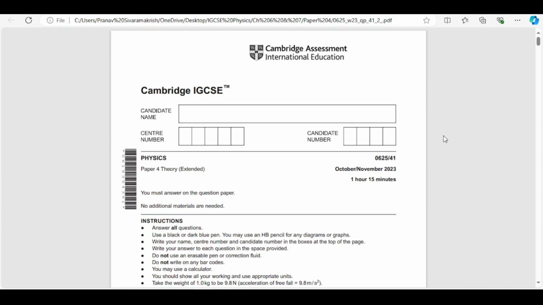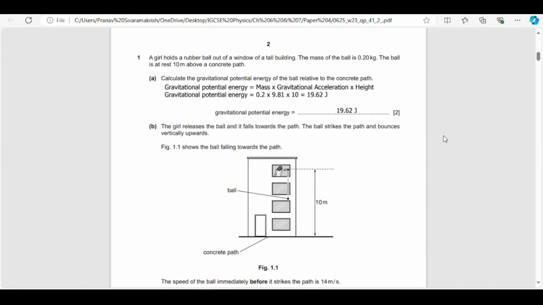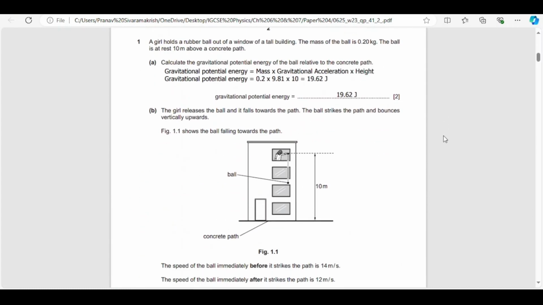So we'll start off with October/November 2023, variant 4.1. The very first question is a question on energy. So they say a girl holds a rubber ball out of a window of a tall building. The mass of the ball is 0.2 kilograms. The ball is at rest 10 meters above a concrete path. So calculate the gravitational potential energy of the ball relative to the concrete path.